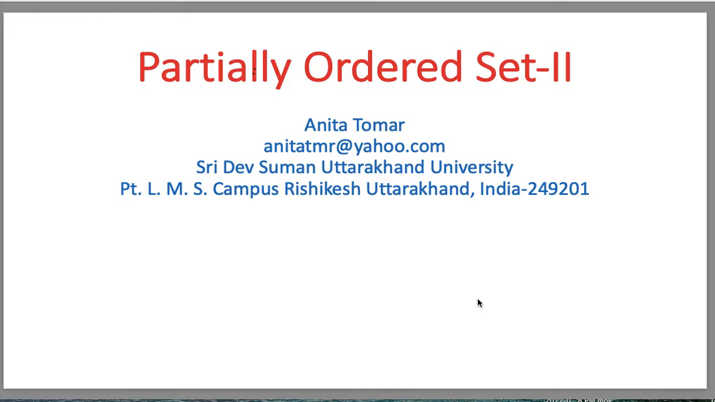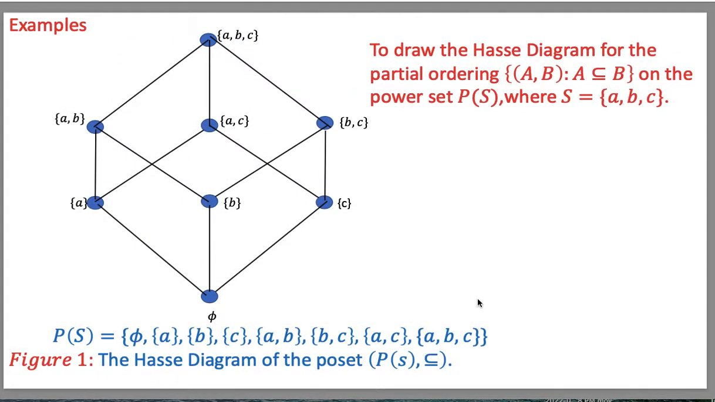Good morning. Today we will continue with partially ordered sets. In the previous lecture we had defined a partially ordered set. A non-empty set A together with a binary relation R is said to be a partially ordered set if the three conditions reflexivity, antisymmetry, and transitivity are satisfied. In short we call it a poset.